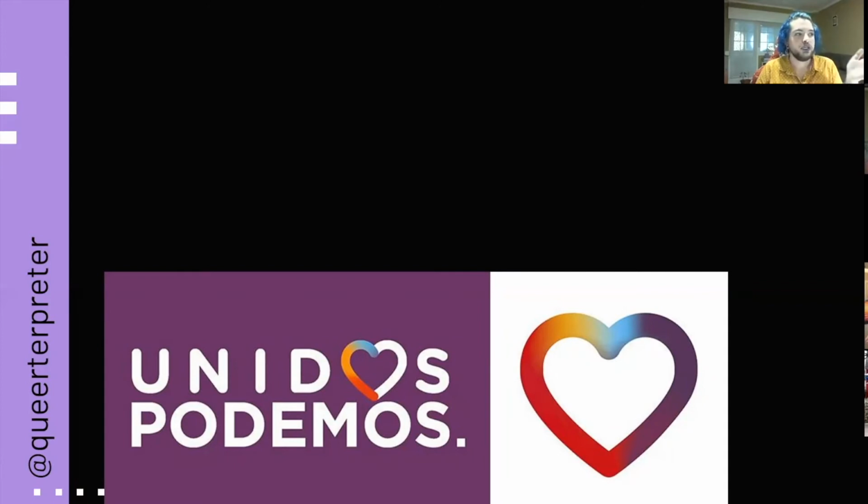Unidas Podemos is a coalition party in Spain. It's a leftist coalition party. And in here, they have done a couple of things. This is actually their logo. I don't know if it's changed, but this one I grabbed from 2019. And they do a couple of things here.